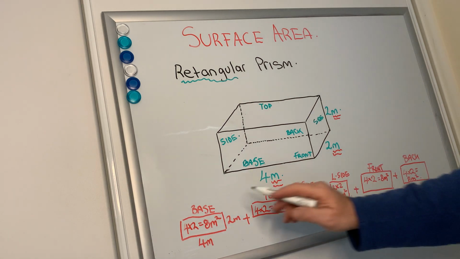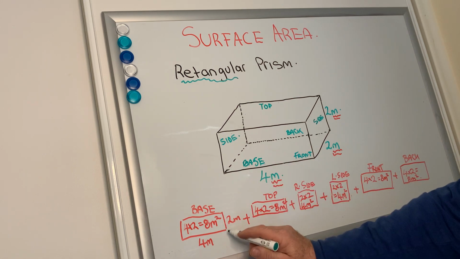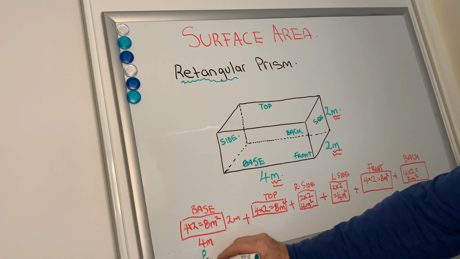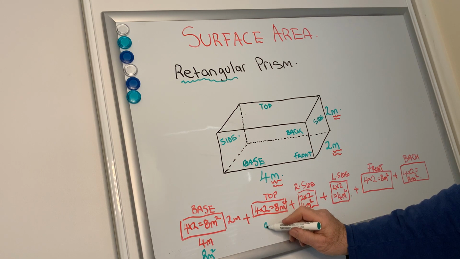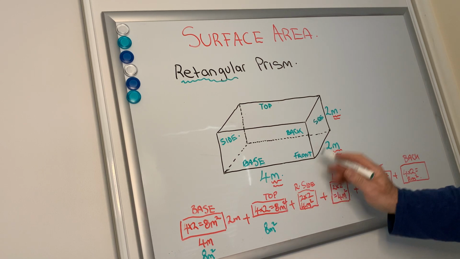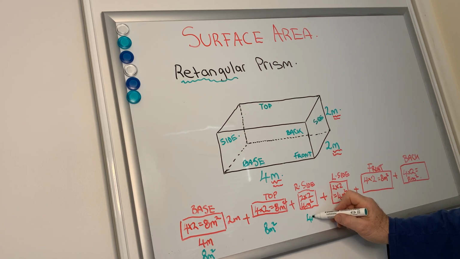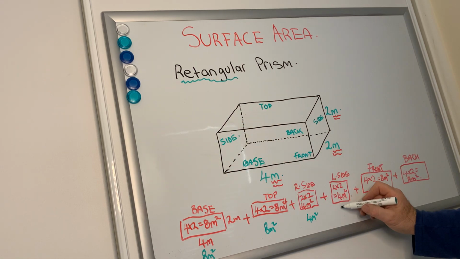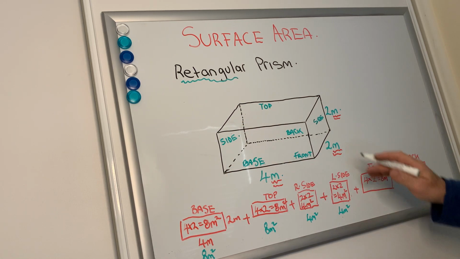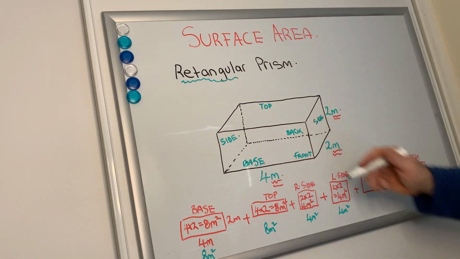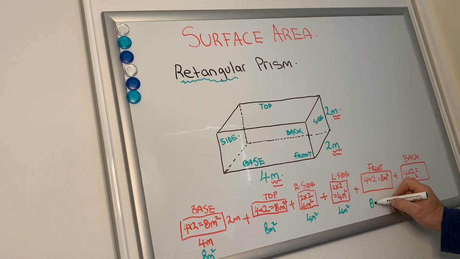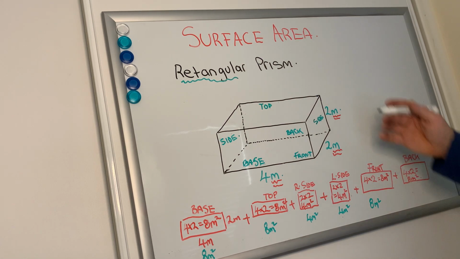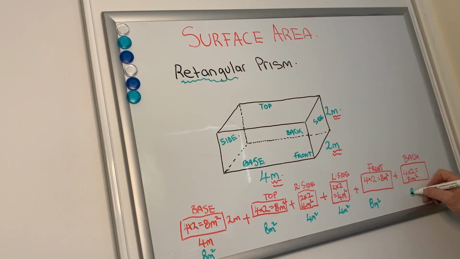So the base is 4 meters by 2 meters, we know is 8 meters squared. The top is also 8 meters squared. The right side is 4 meters squared. The left side is 4 meters squared. The front, this front part here, is, oh sorry, is 8 meters. My apologies. Is 8 meters squared. The back part is also 8 meters squared. There we are. There we have it.